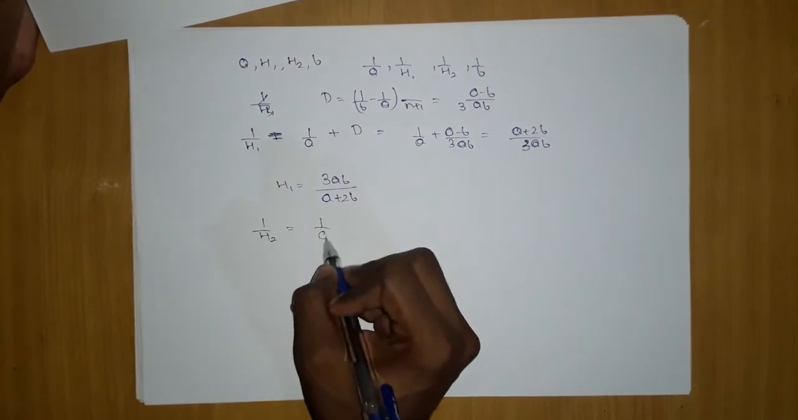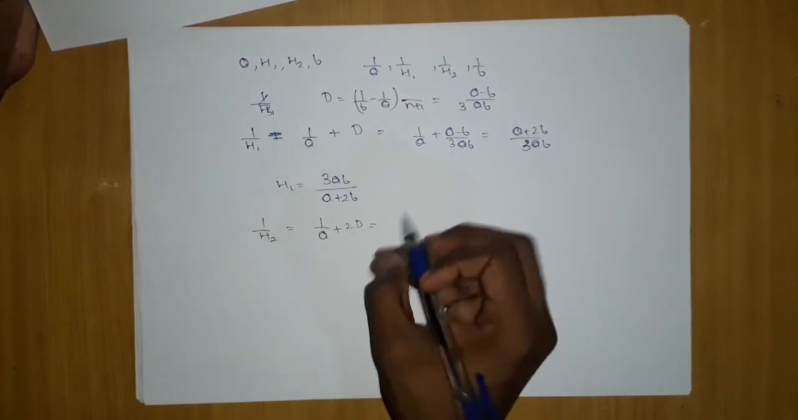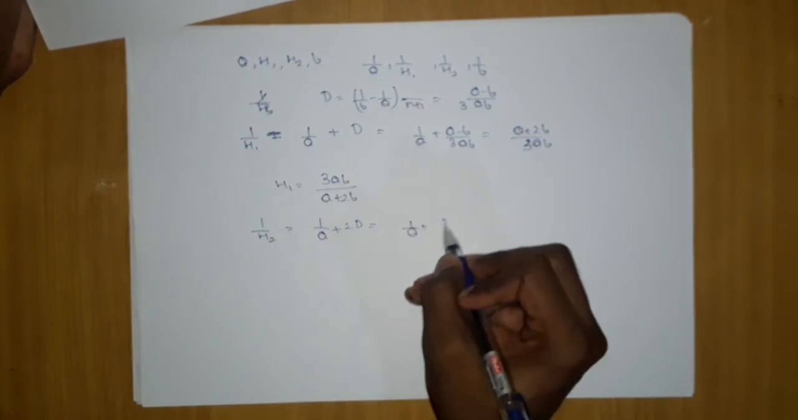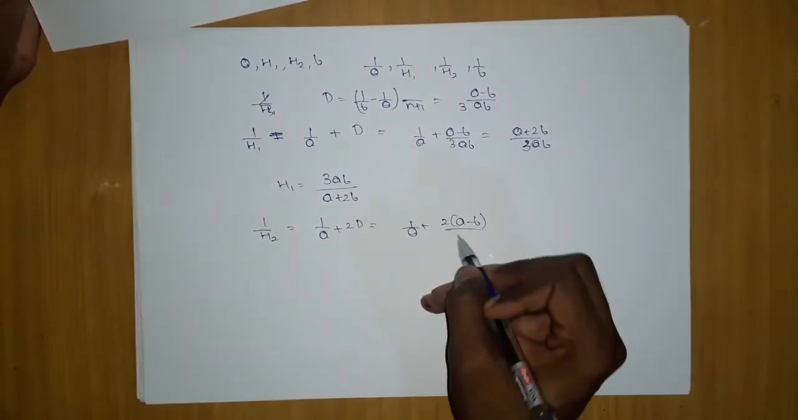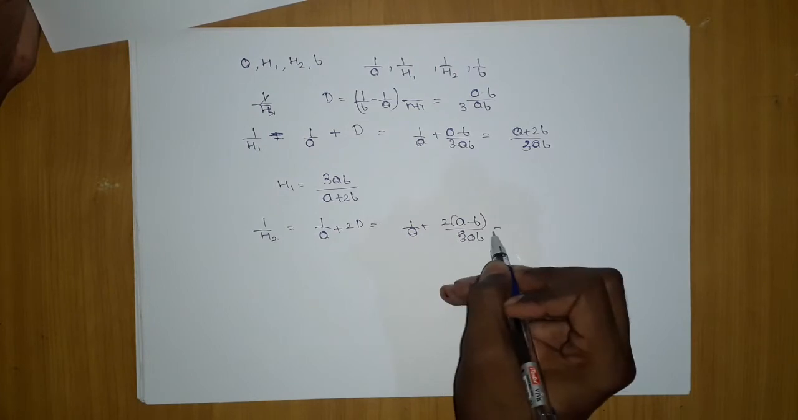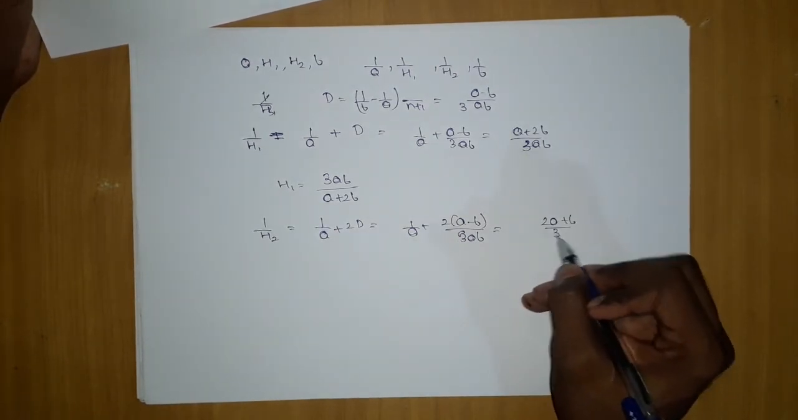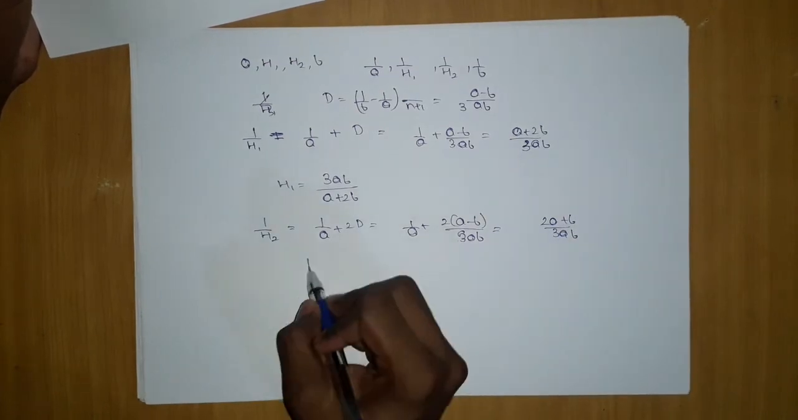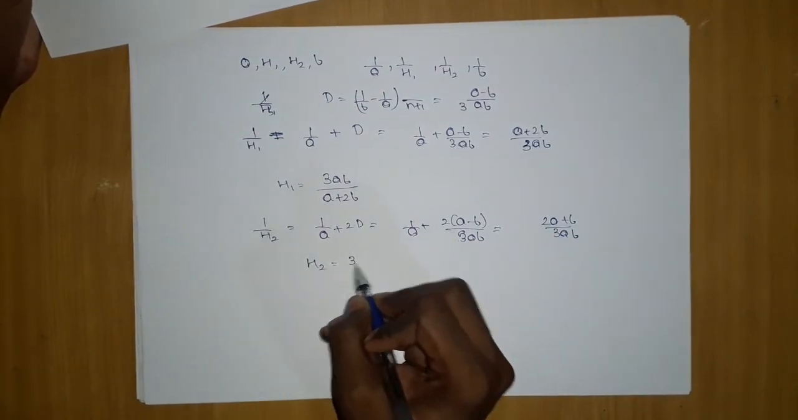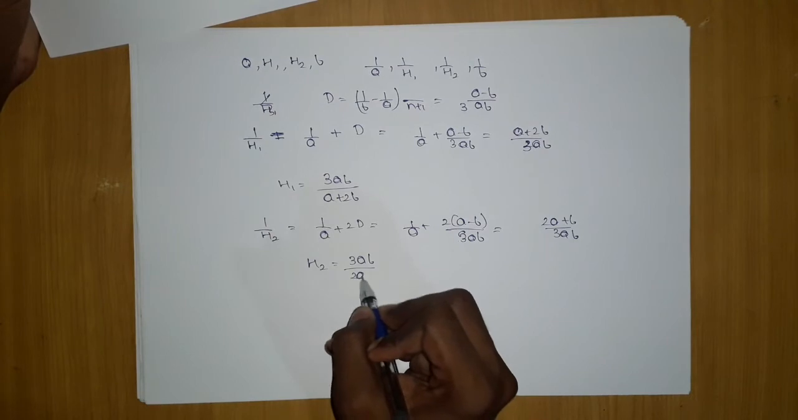H2 will be 1 upon a plus twice d, which will give me 1 upon a plus twice a minus b upon 3ab, which will give me 2a plus b upon 3ab, which will give me finally h2 is nothing but 3ab upon 2a plus b.